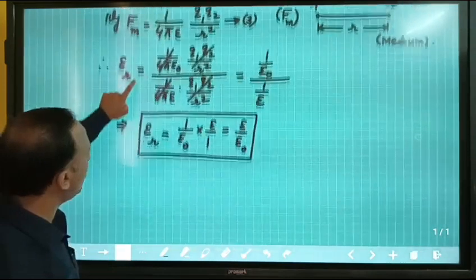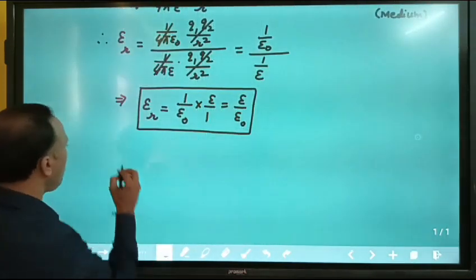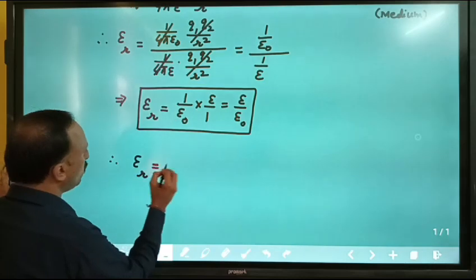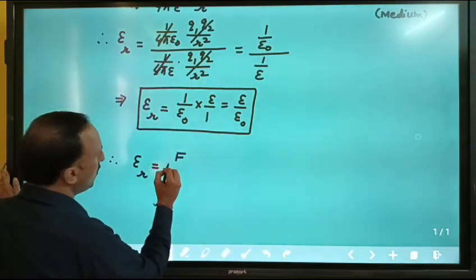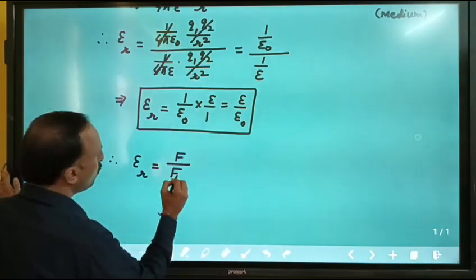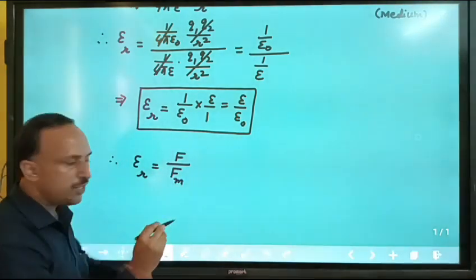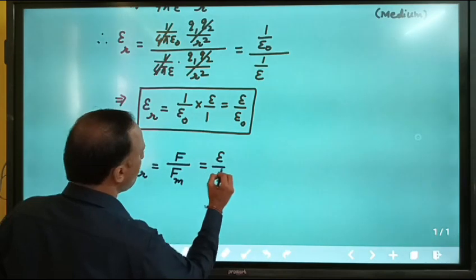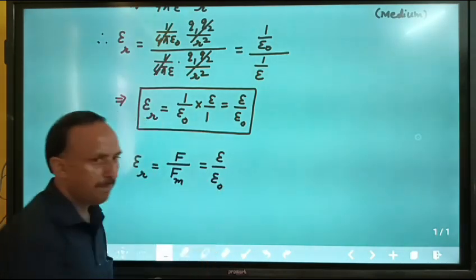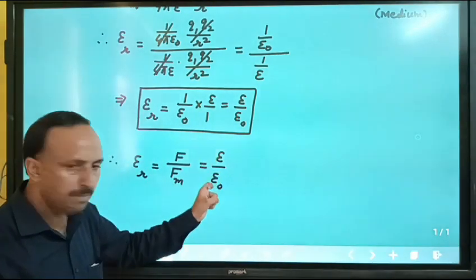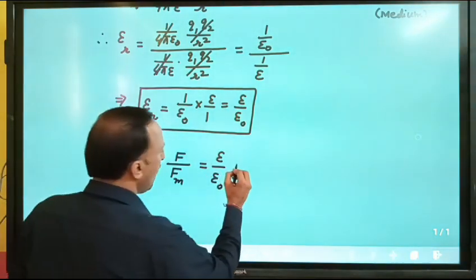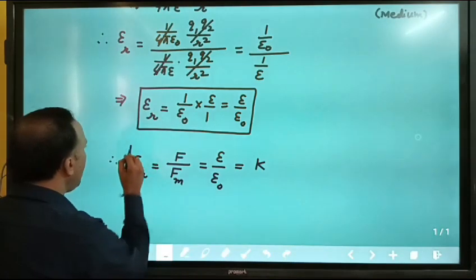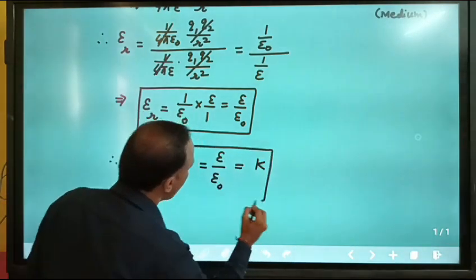So in general, what can I write for the result? Therefore, relative permittivity is equal to the force between two point charges in free space to the force between two point charges in medium, and that is equal to epsilon upon epsilon naught, permittivity in medium to permittivity in free space, and this is basically known as K, where K is the dielectric constant.